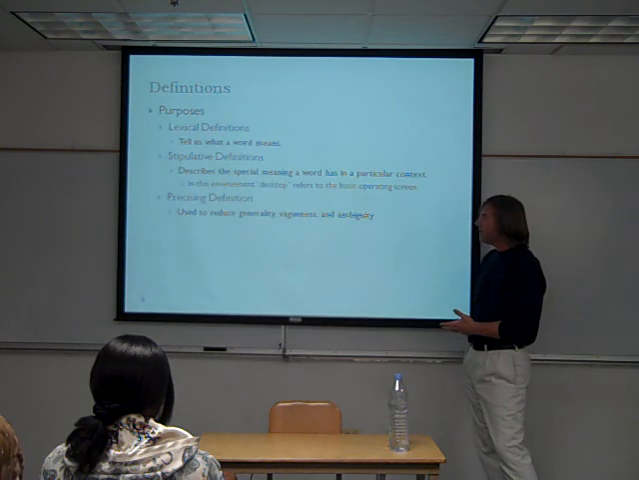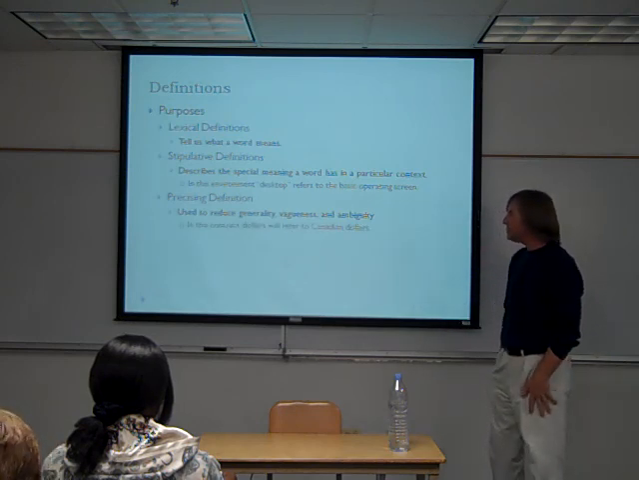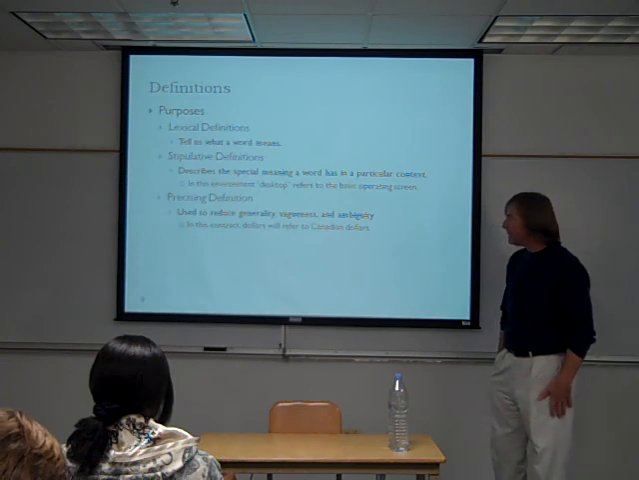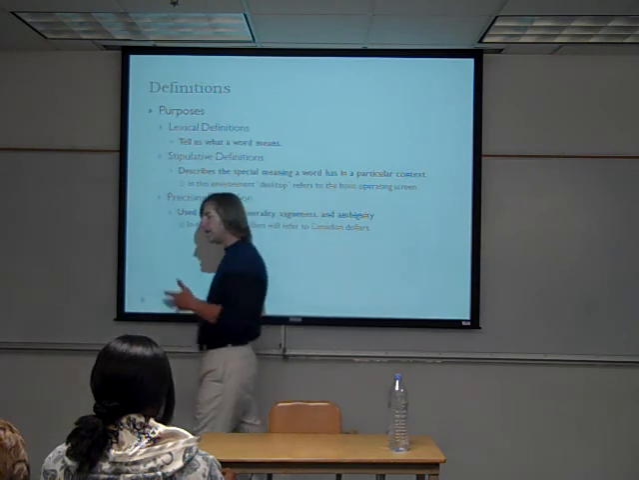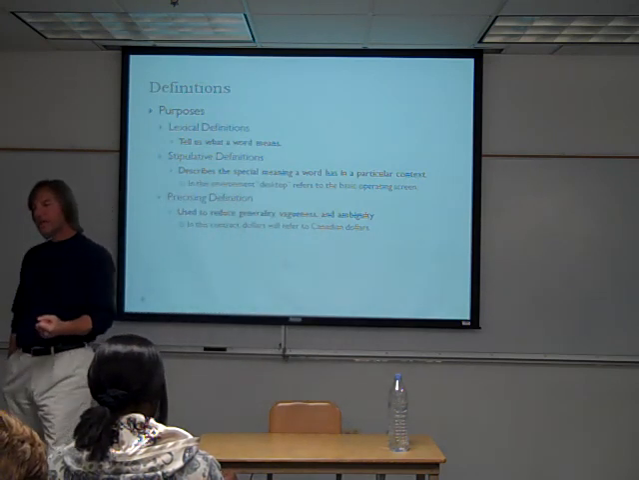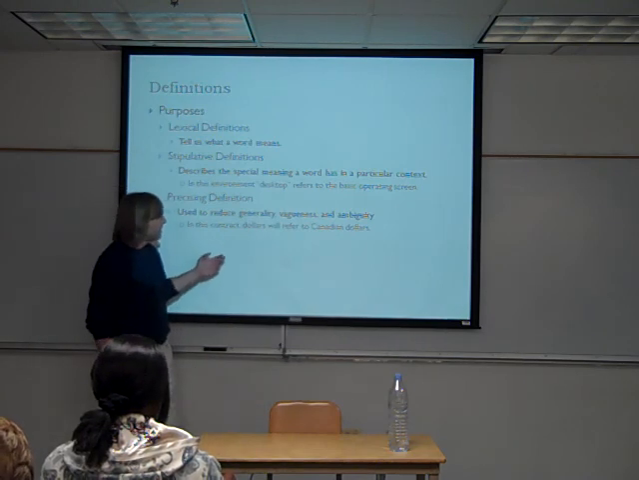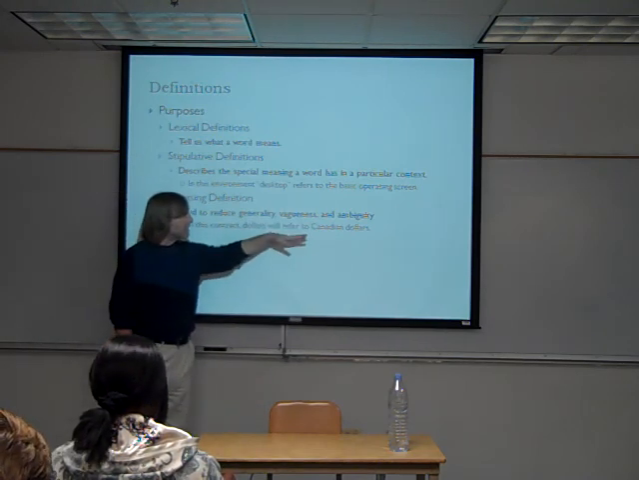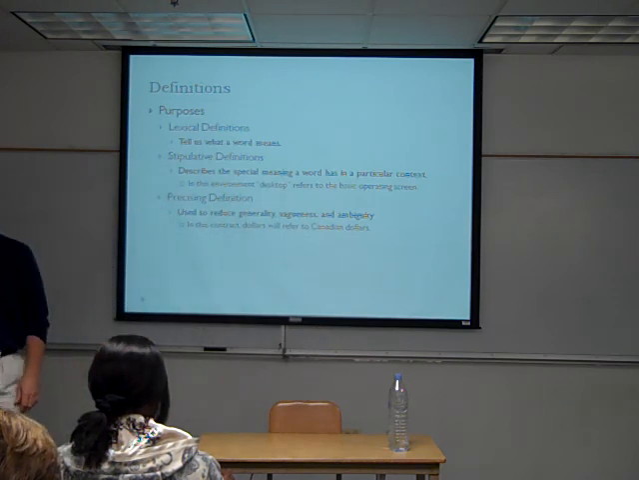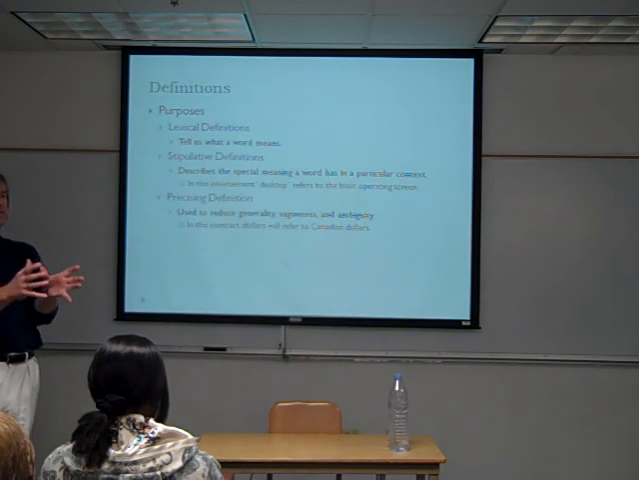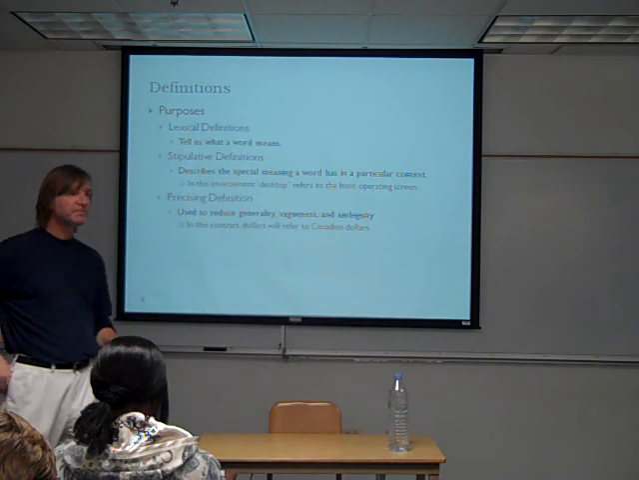Precising definition is similar to a stipulative definition. This is used to reduce generality, vagueness, and ambiguity. For example, maybe you are writing an essay on investments, and when you refer to the term dollars, you'll be referring to Canadian dollars because you're talking about investments in Canada. This would add more specificity to a definition as appropriate for your specific essay.